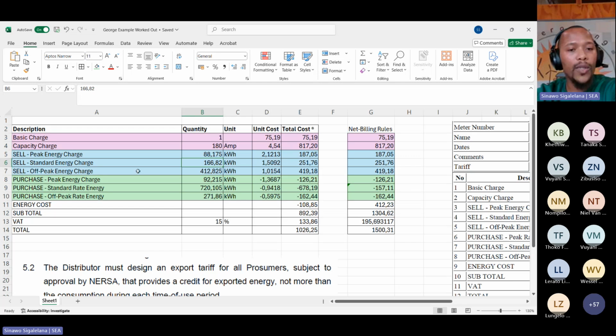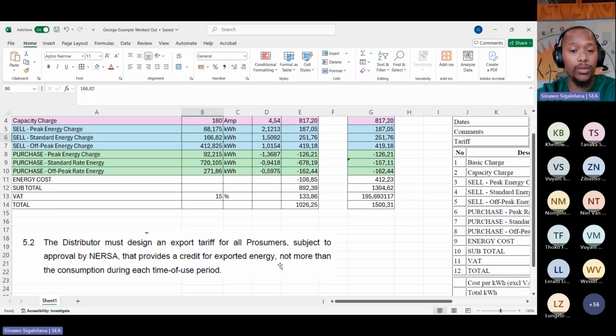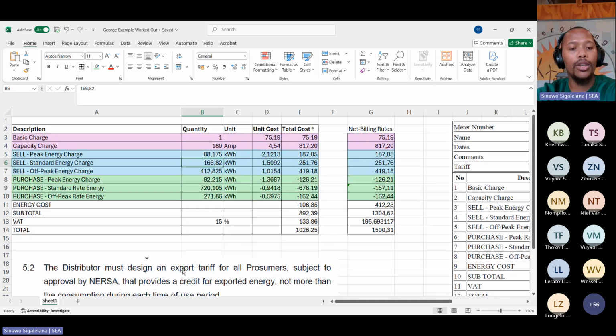Here's another example. This is how much they buy. This is how much they fed back in this time period. And then what do the rules say? The rules say, yes, you can credit, of course, but not more than the consumption of that time of use. I took it from the rules: not more than the consumption during each time of use period. So I cannot credit this customer for 720. I must credit this customer for not more than 166.82. That is where I stop.